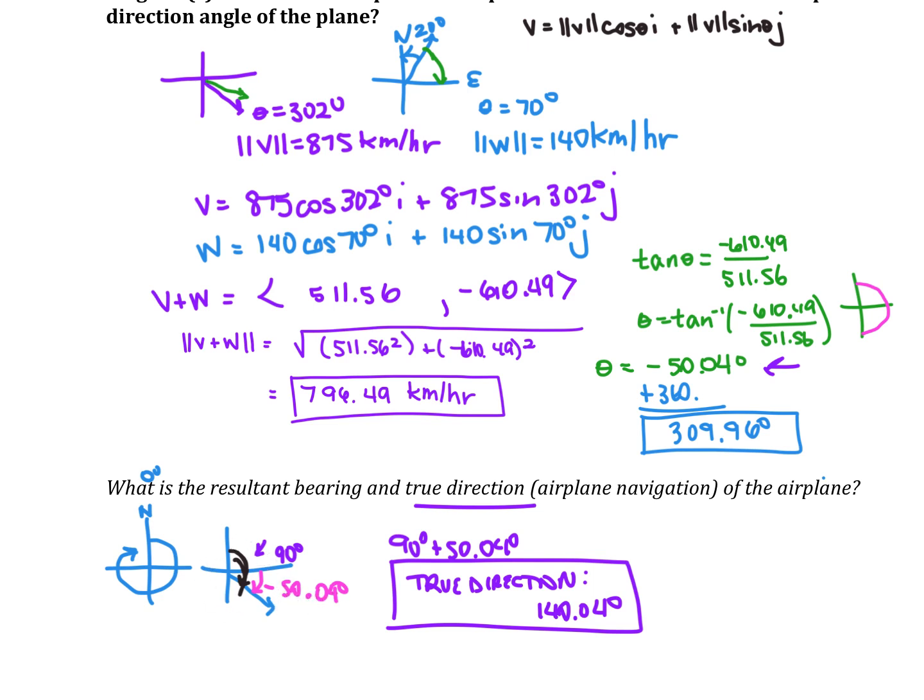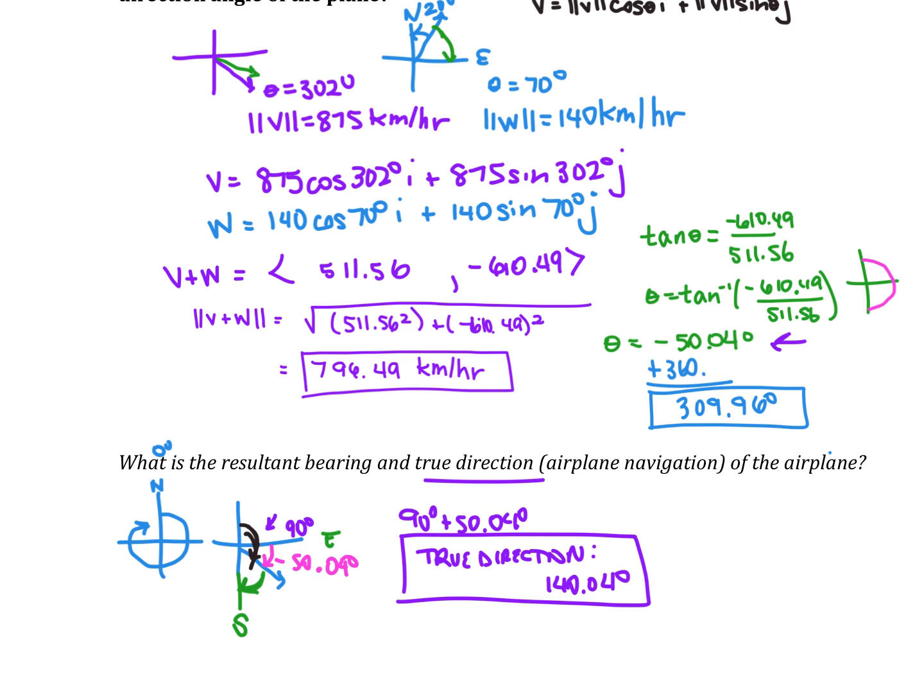Now to find the bearing instead, looking at the same angle right here, we have negative 50.04. Remember that bearing always goes towards the y-axis, this direction here. So this is south, so it's going in a southeast direction. In order to find the bearing, we're going to do 90 minus 50.04 to find what's left over. If you did that, you would find that the angle to the south line here is 39.96 degrees. So the bearing would be south 39.96 degrees east.